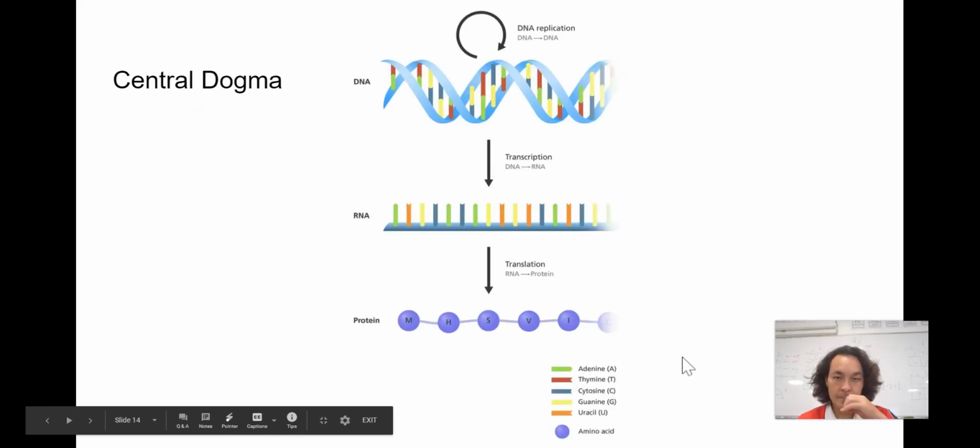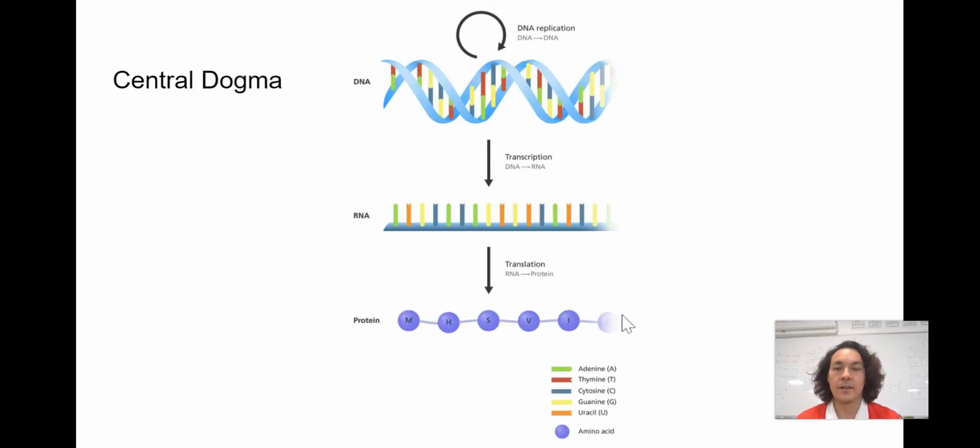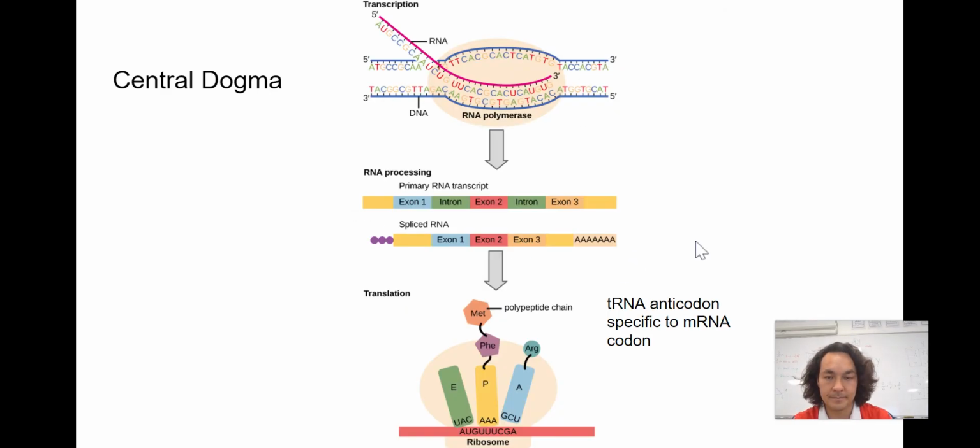But let's go on. Here's that central dogma. So the DNA is here, and then the DNA is going to be transcribed into RNA or messenger RNA. That messenger RNA at the ribosome will be translated into a protein, and the protein is going to be dependent upon the sequence of code in the RNA.